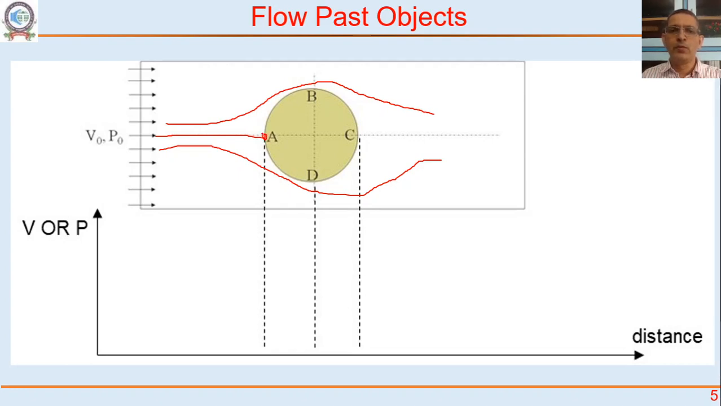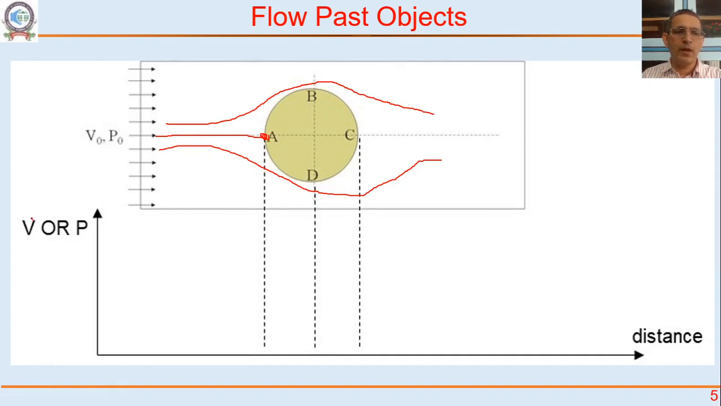What I would like you to do is to plot velocity and pressure as we travel this distance, as we go along this axis. So do that. Pause the video. Do that for yourself. And then we will see the solution.